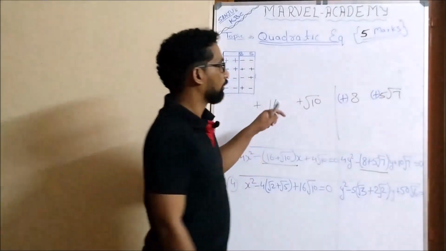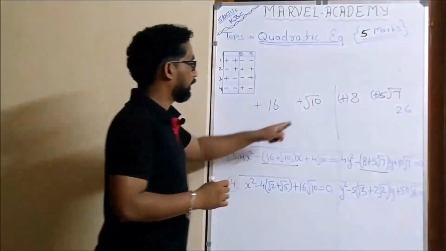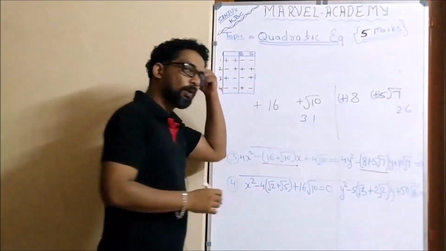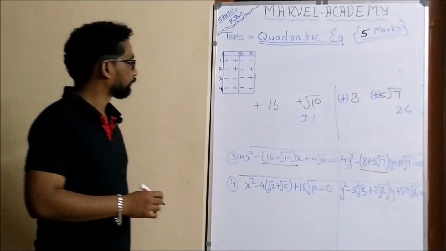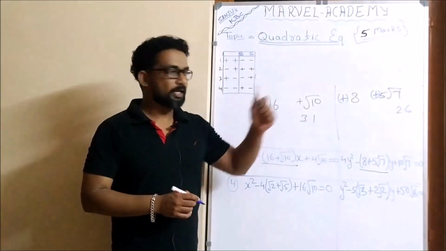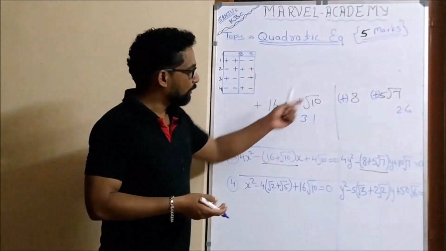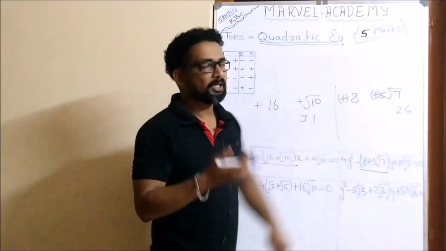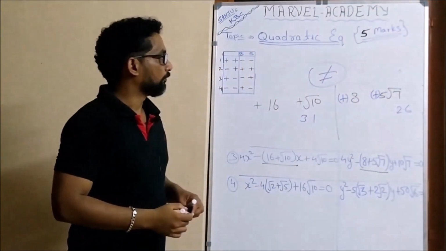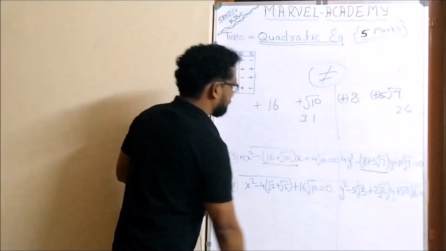So here the value of root 7 is 2.6 and the value of root 10 is 3.1. Okay. So 16 is bigger than 8, but 3.1 is less than 8. So without comparing the second value of y, we can directly say that there is no relation, or we cannot determine the relation. Okay.